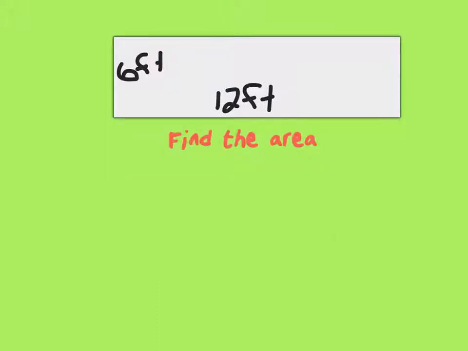Here's one for you to try. Again, you need to find the area, and you can use the same formula that you used in the previous problem. A equals B times H. So pause the video, and when you're done, unpause.